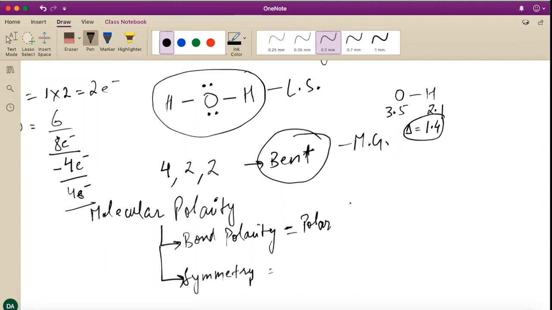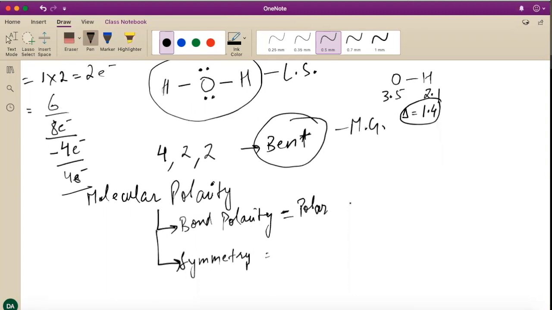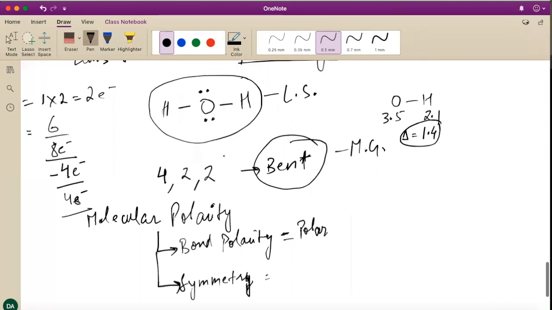Is this my final answer, guys? No. We still need to look at the symmetry, right? And guys, tell me, does symmetry go with polarity or against polarity? Against it, okay? So now we have to look at the symmetry. Does this molecule, this water, look symmetrical to you? No.